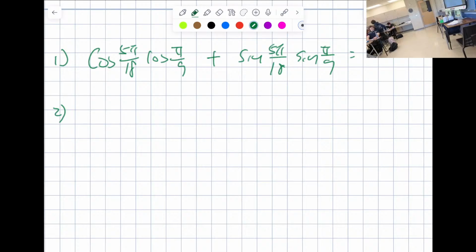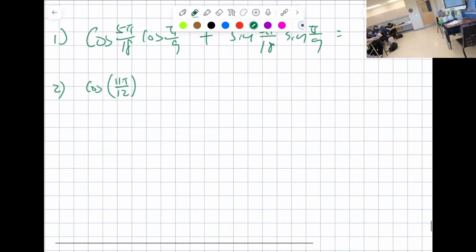Okay, so the next question I will ask you is, what is the cosine of 11 pi over 12? That's a good question. The third question I'll ask you is the same thing we just did.